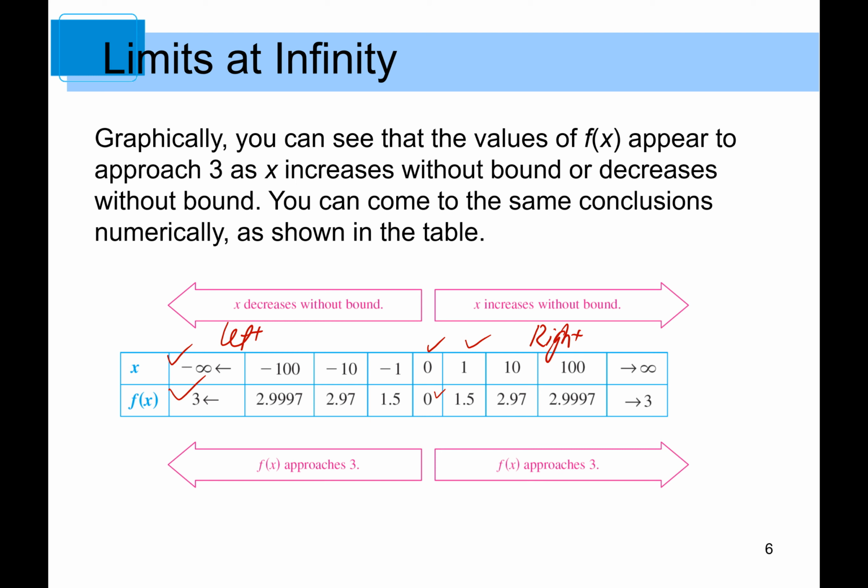On the right hand side, when x equals 1, we get a y value equals 1.5. X equals 10, y value equals 2.97. X equals 100, y value equals 2.9997. When x approaches infinity, then y value approaches positive 3. Okay. So left hand behavior and right hand behavior actually converge. That means the limit of f of x equals 3. That's what we call a horizontal asymptote.